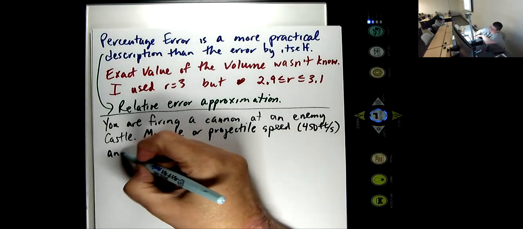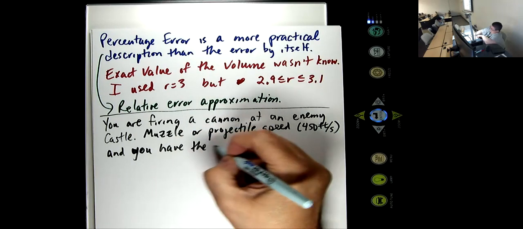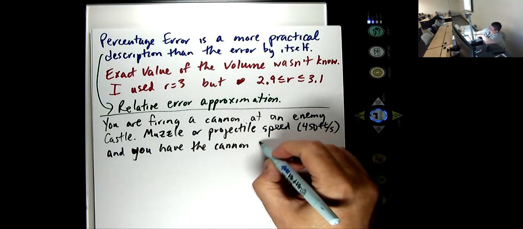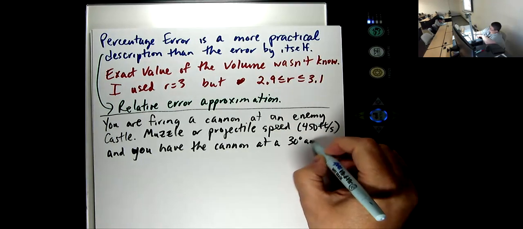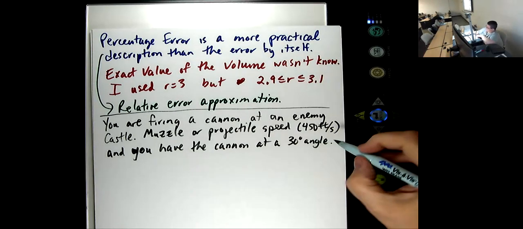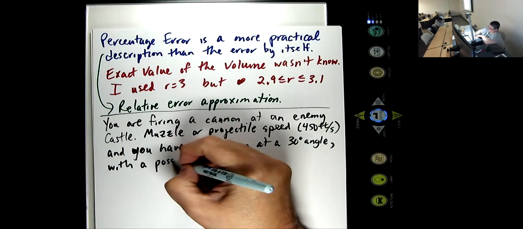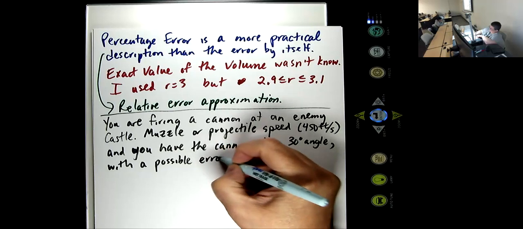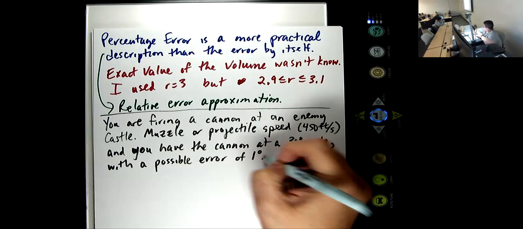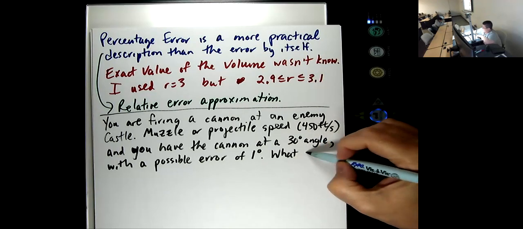And you have the cannon at a 30-degree angle, with a possible error of 1 degree. What is the relative error in the cannon shot?